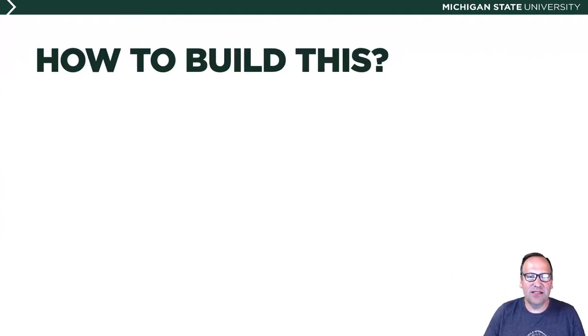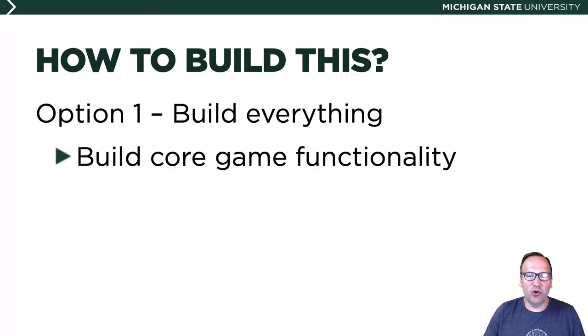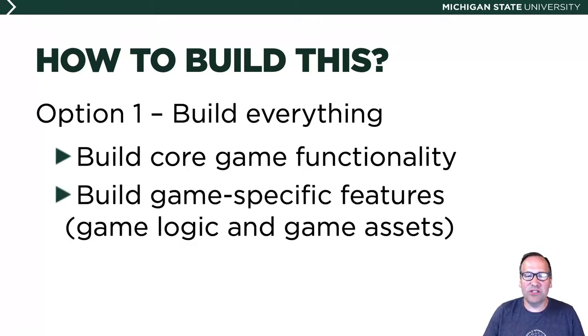So how do we build this? One technique is to build everything from scratch. That starts with building all the core game functionality, all those core software systems. So for example, we have a JPEG image that we want to display. We would have to write code to load that image into memory, decompress it, and then render it to the screen. We would have to do the same thing for audio, player input, and all those things we just talked about. Once we get all that done, then we could actually focus on the game that we want to build. Those game-specific features, the game logic, the game assets that makes our game unique.